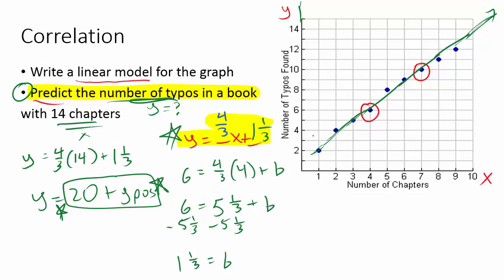If you do this on Excel, it might give you an even more accurate answer. Just make sure that if you get a decimal number of typos, that you round that to the nearest typo, because you can't have a decimal number of typos.